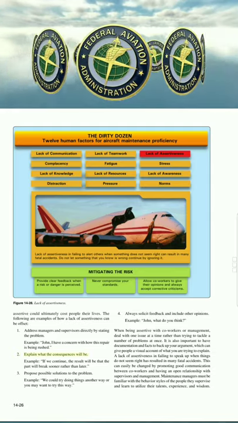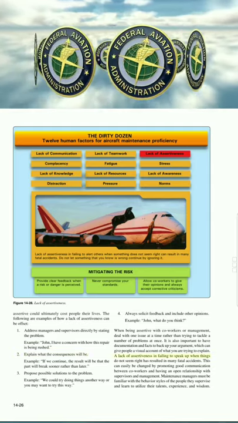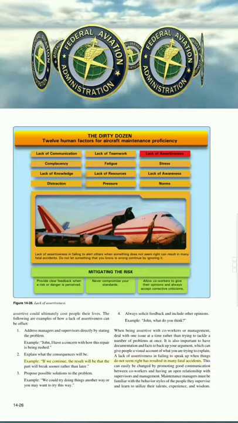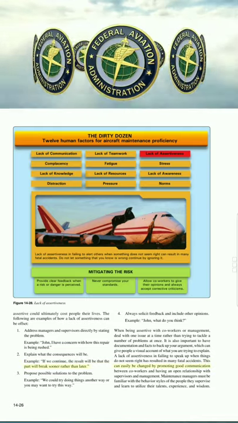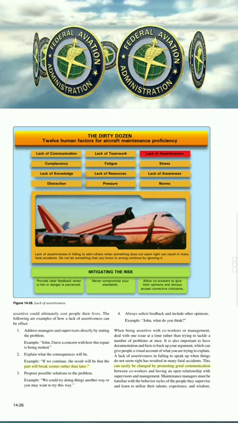2. Explain what the consequences will be. Example: If we continue, the result will be that this part will break sooner rather than later. A lack of assertiveness in failing to speak up when things do not seem right has resulted in many fatal accidents, but it can easily be changed by promoting good communication.